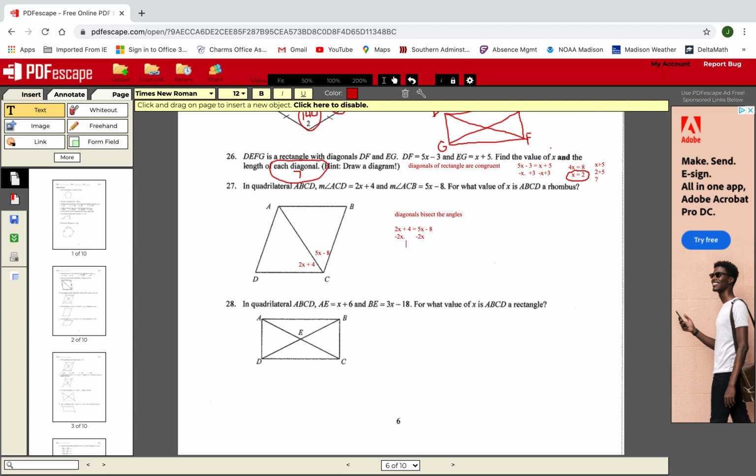So on the left side leaves me with 4. On the right side leaves me 3x minus 8. I'm going to add 8 to both sides, which gives me 12 equals 3x. My last step then, to divide both sides by 3, gives me that x equals 4.